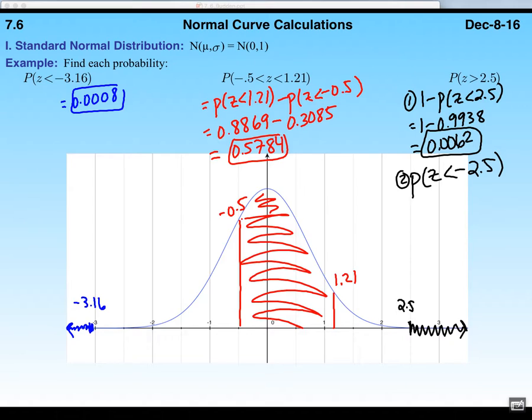Okay. How do we feel about the normal table? Not bad? Okay. Awesome. Questions before we move on?